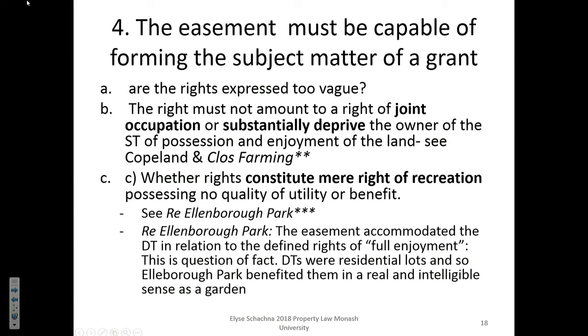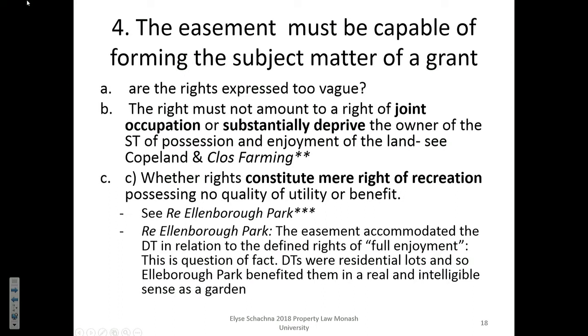In Clos Farming, if you're going there and performing viticulture works and taking produce, selling produce, and leaving the true owner, the ST, with a mere shadow of ownership, this cannot form the subject matter of an easement, okay? Let's be very clear on that.